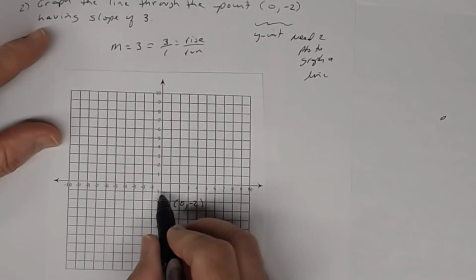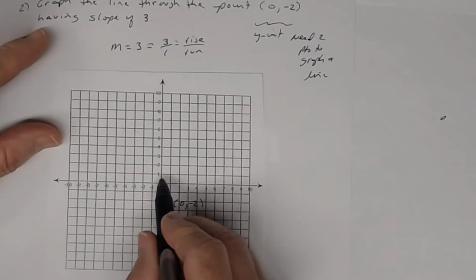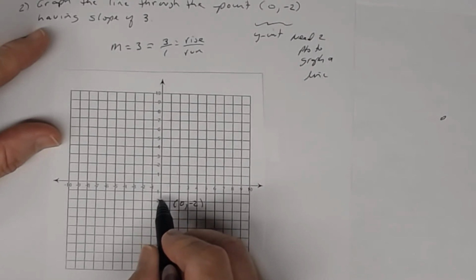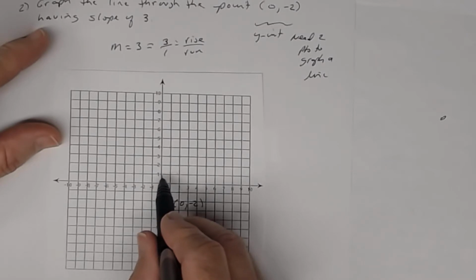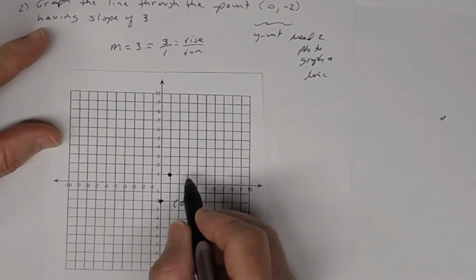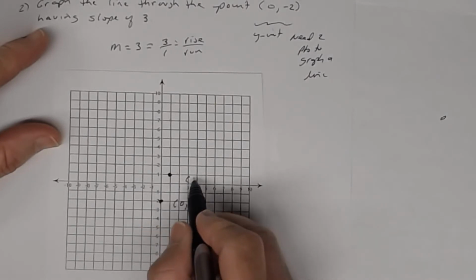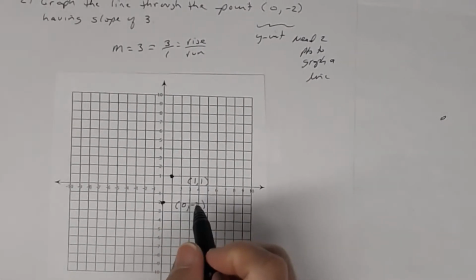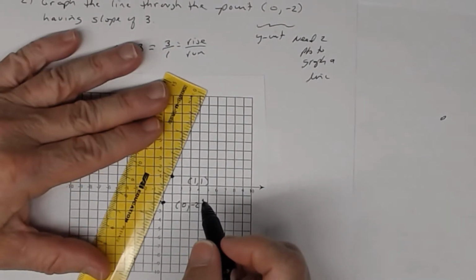So up 3: 1, 2, 3. I'm right here now. Look, you skip 1, 2, 3. And then I go to the right 1 right here. So there's the other point. So the other point is (1, 1). All right? And then you draw your line. That's all you do. You draw your line.